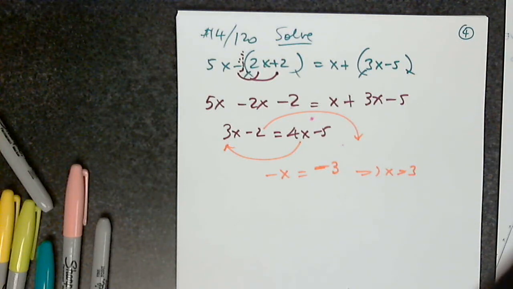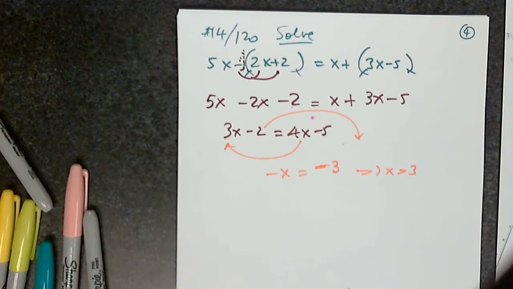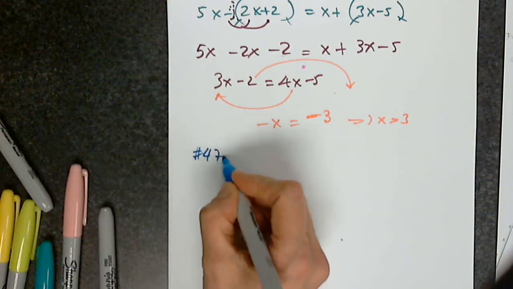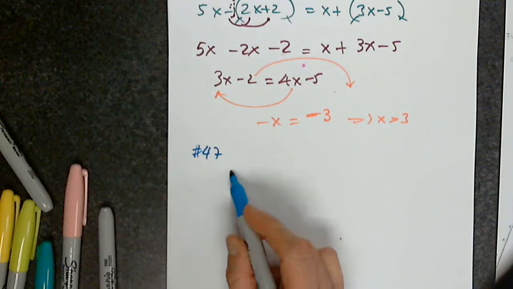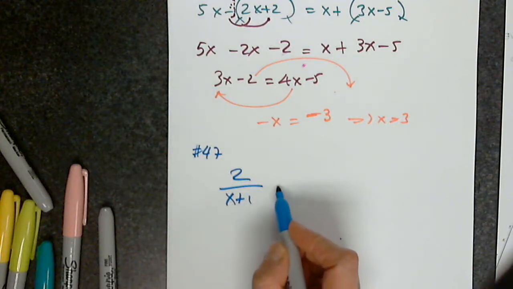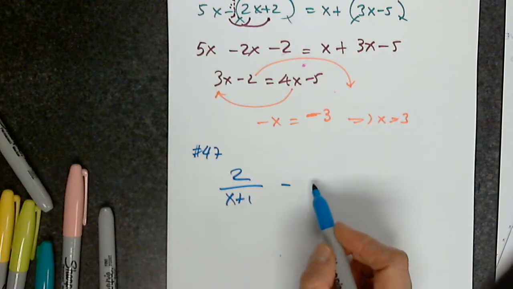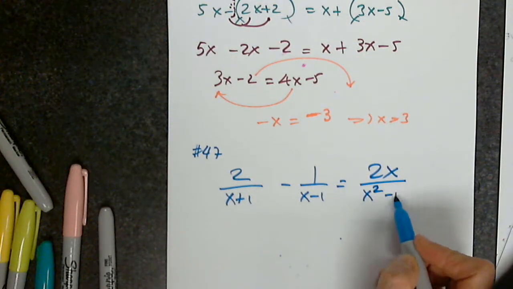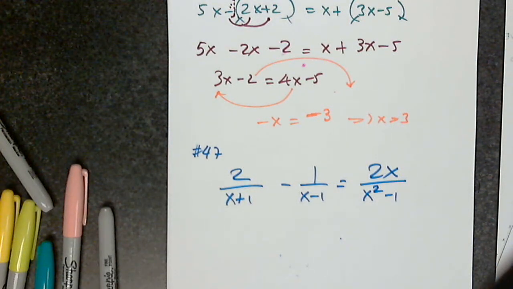Let's say 47. And we have 2 over x plus 1 minus 1 over x minus 1 equals 2x over x squared minus 1. This is a rational equation because it has x in the denominator.